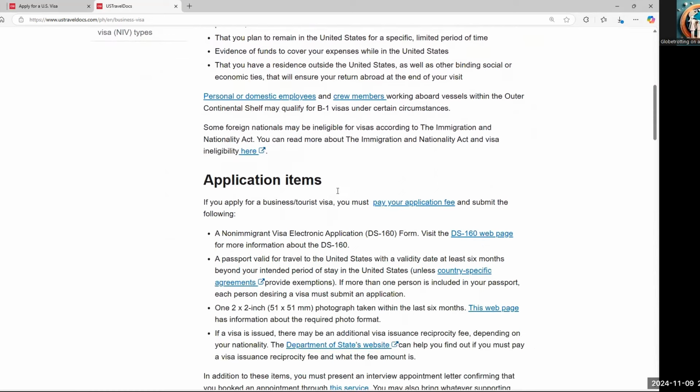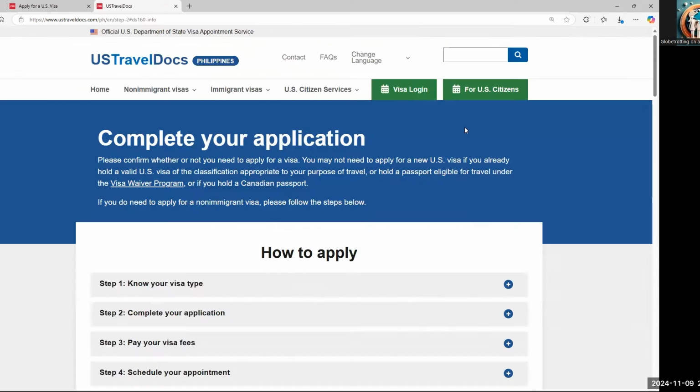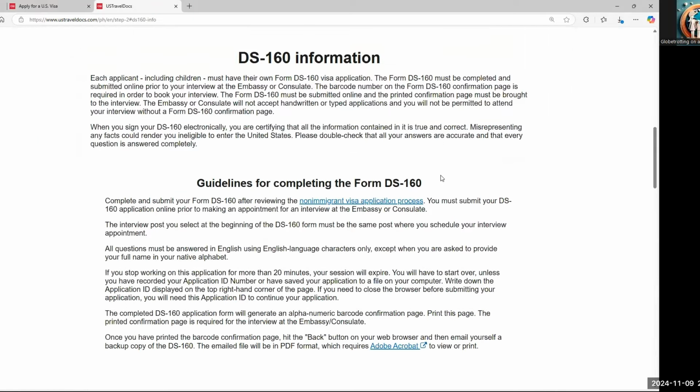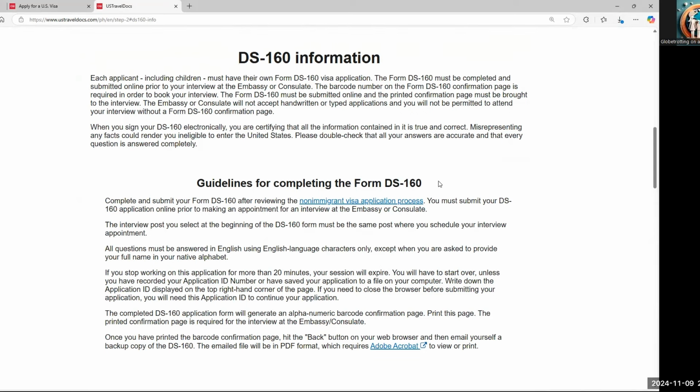The next step is to complete the Non-Immigrant Visa Electronic Application or DS-160 form. We did so accurately following the US Embassy's guidelines. After submitting our forms, we also noted our DS-160 numbers and used them to book our interview appointment later on.